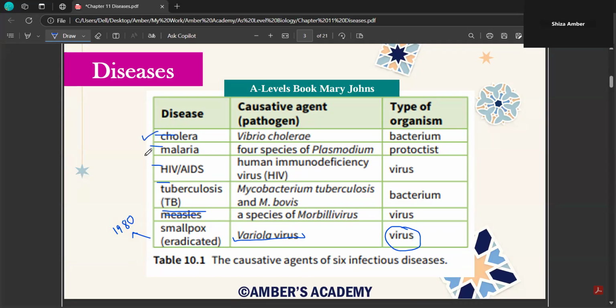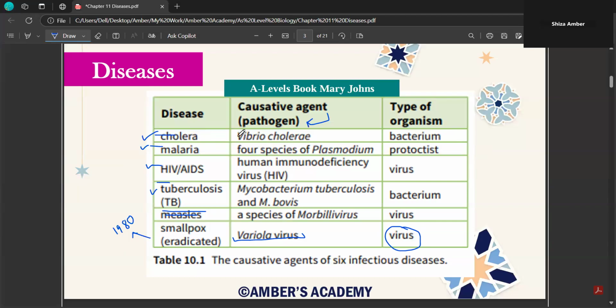You need to study cholera, malaria, HIV, and TB, and you need to know their causative agents, meaning the pathogens which are causing these diseases. You need to know which category each pathogen falls under, meaning whether it is a bacterium, protoctist, or virus. So you need to know this. This is very important from your MCQ point of view.